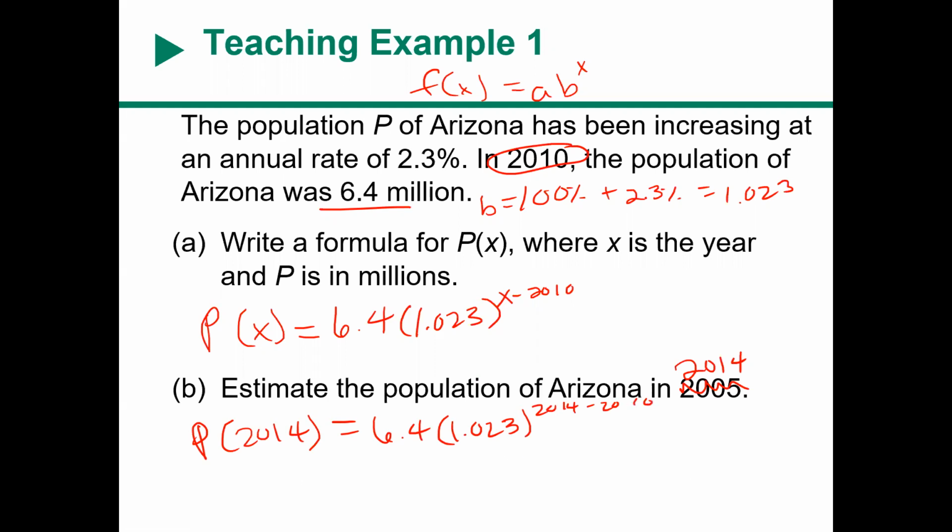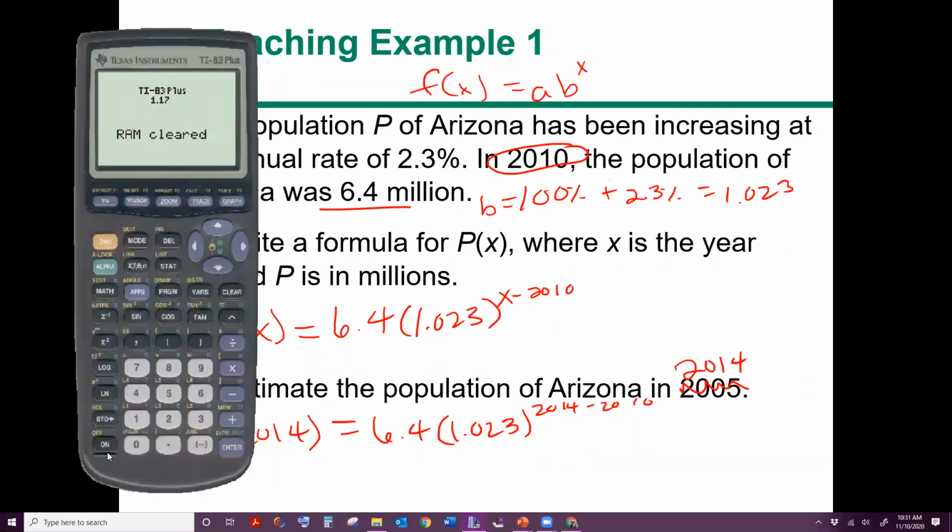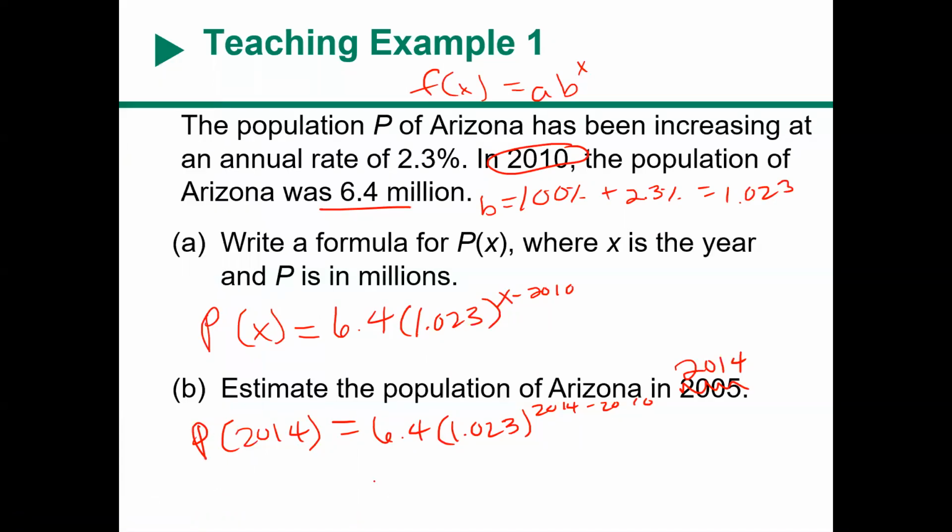So I'm going to put this into the calculator. So let me grab my calculator. And I have 6.4, parentheses, 1.023 to the, and I'm just going to write 4 because 2014 minus 2010 is 4. And it's approximately 7 million. So in 2014, it will be approximately 7 million.